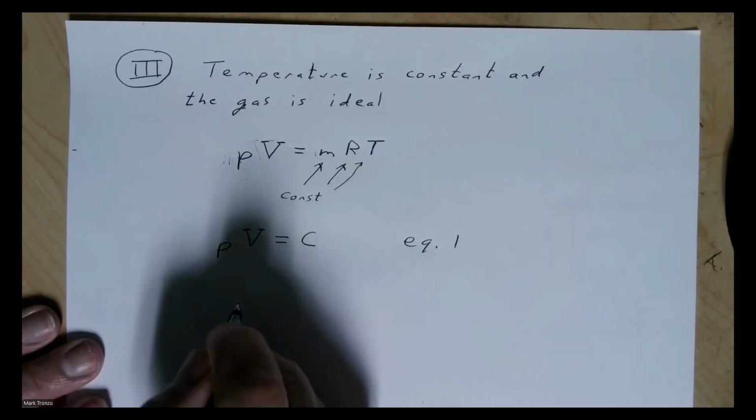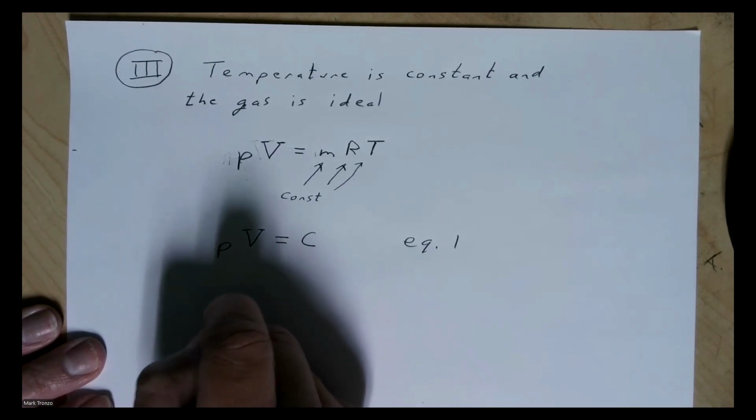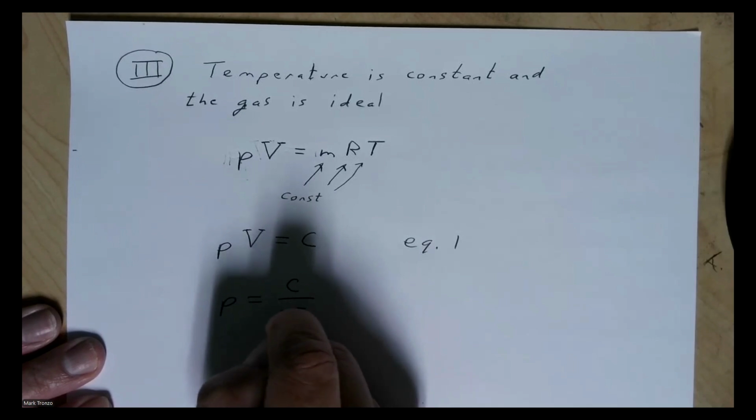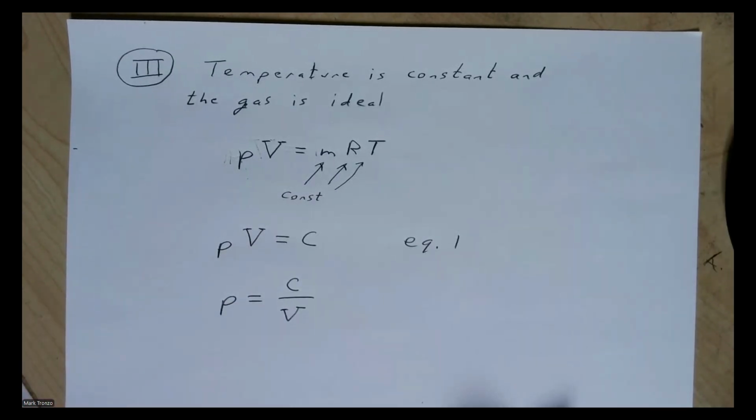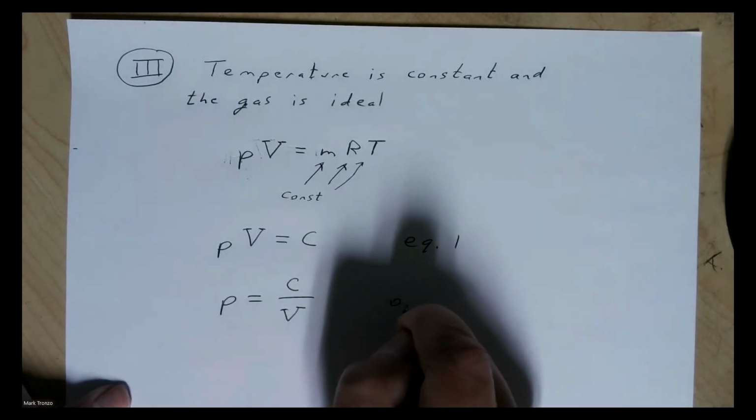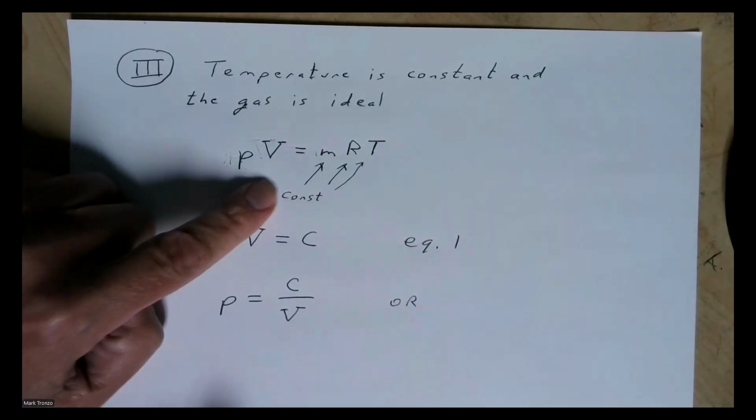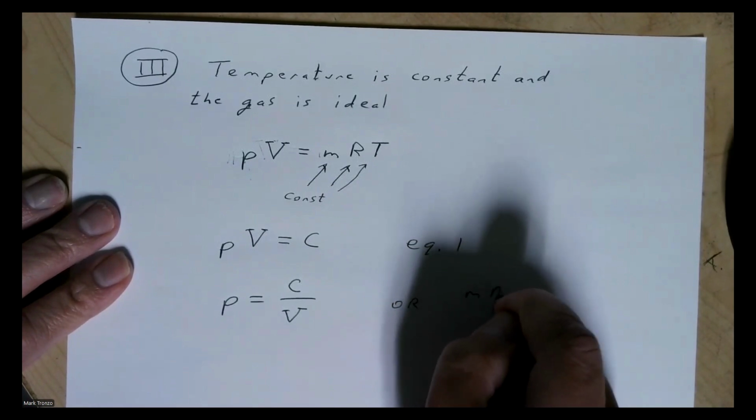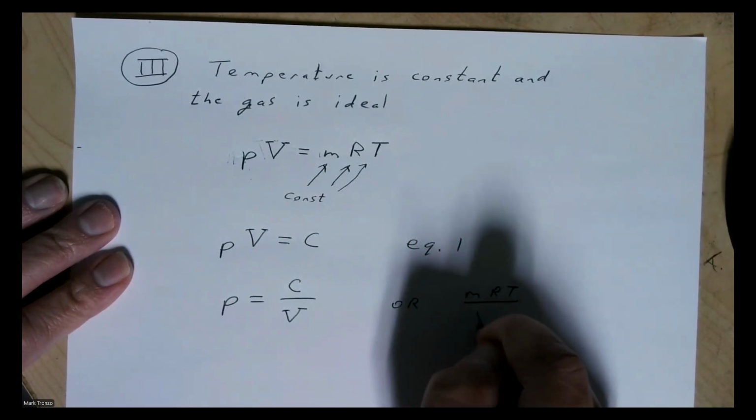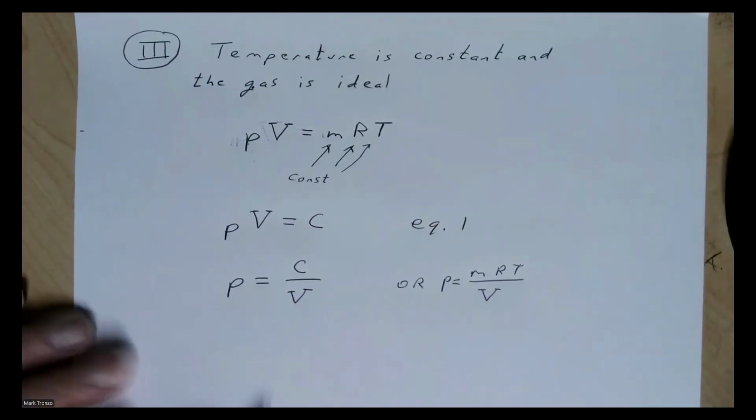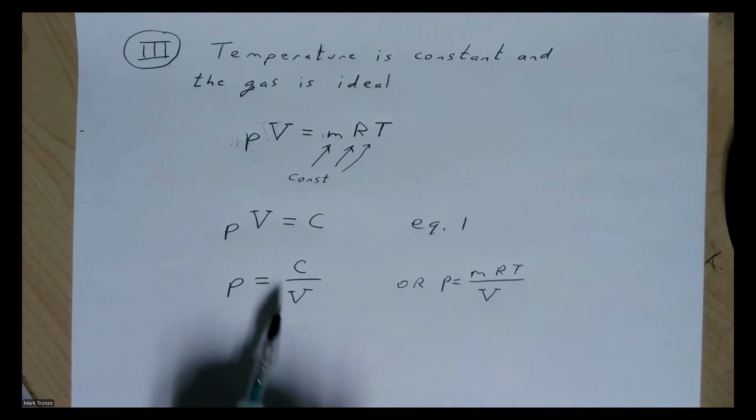And we can rewrite this. We can rearrange this so the pressure, dividing both sides by volume, we have this. Or if you want to think of it, again, that right-hand side, sometimes it might be helpful to say, okay, this constant here is going to be this value, mRT over V is another way to think of that. But we'll work with this for the moment.